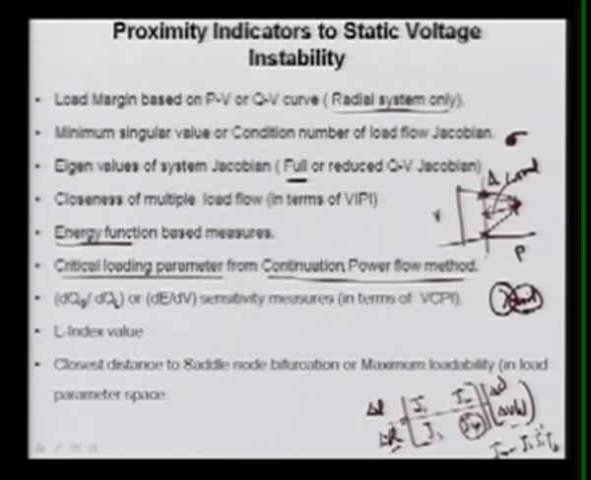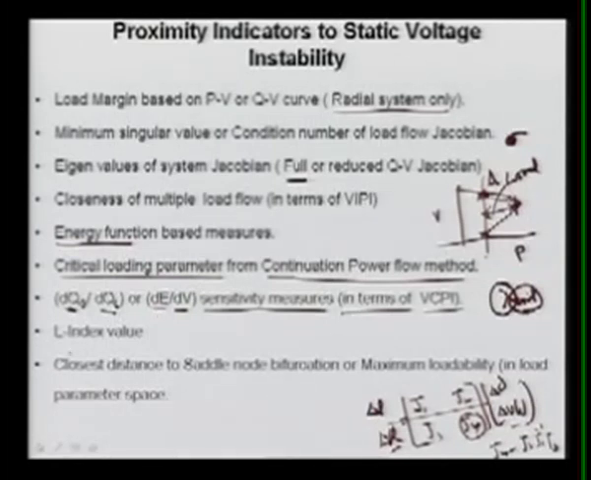Other than that, we can use the change in the reactive power generation to the change in load, or change in E divided by change in V, that is your sensitivity measures, and this gives your voltage control proximity indicators. It means if you are changing the voltage at one bus, how much voltage change there is in the other system, or that is the excitation voltage. So that can also give you some indicators for the voltage instability, and again it is static in nature.